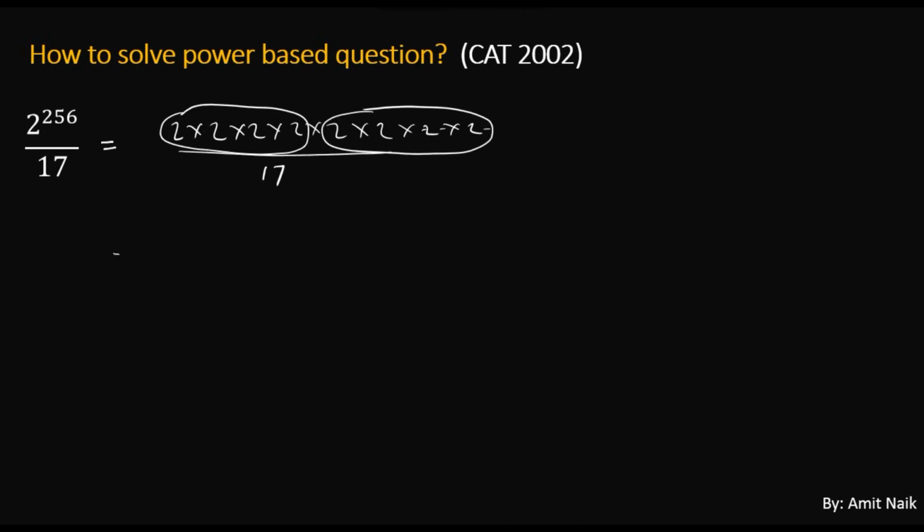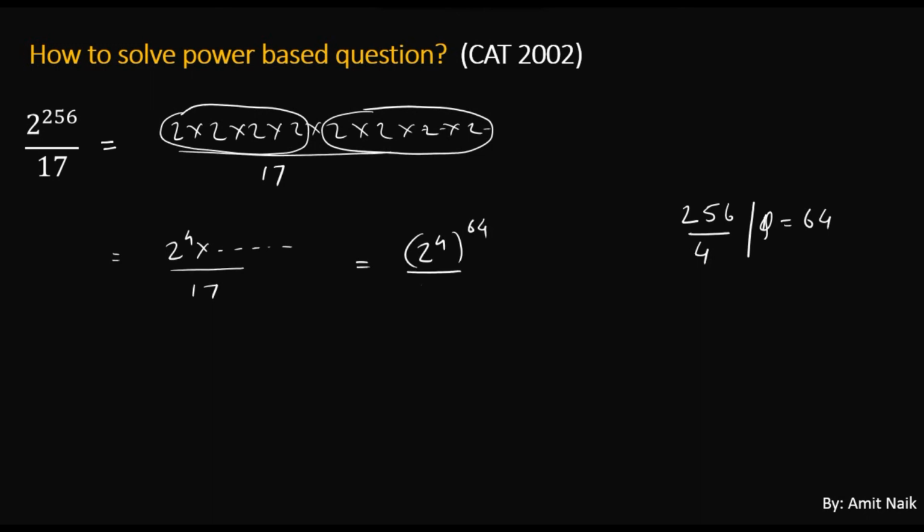So let us write it down. 2 to the power 4 some number of times divided by 17. Now that some number of times can be solved quickly by dividing powers, 256 by 4. This gives me quotient 64 and there is no remainder. That means 2 to the power 4 multiplied 64 times divided by 17 is my calculation. Now 2 to the power 4 is 16, so 16 to the power 64 divided by 17.